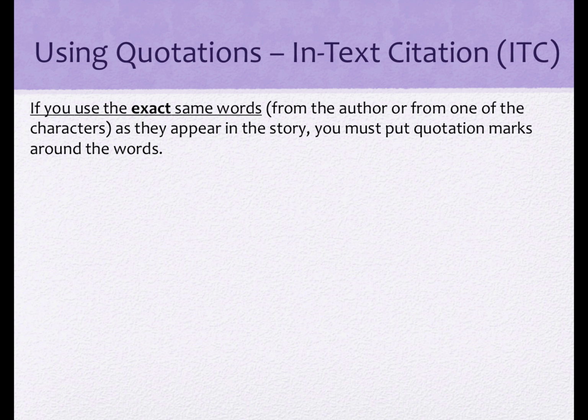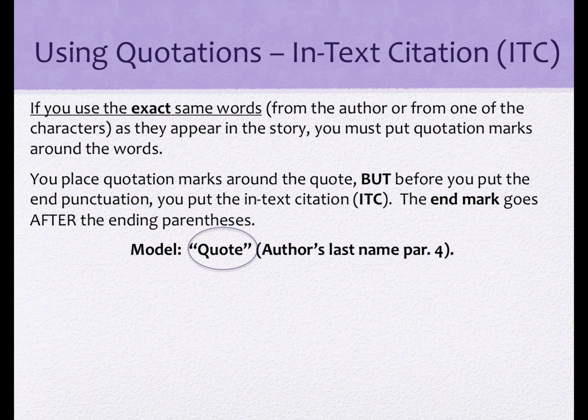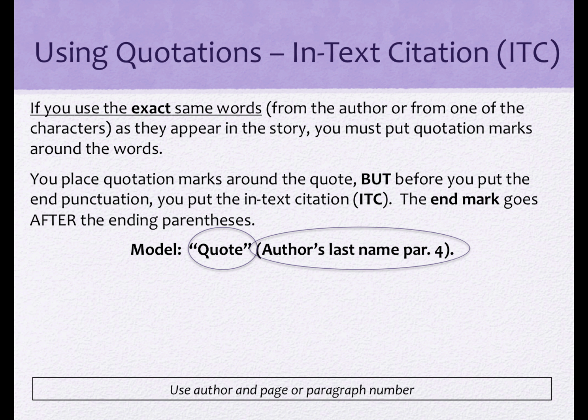If you use the exact same words from the author or from one of the characters as they appear in the story or the article, you must put quotation marks around the words. You place quotation marks around the quote, but before you put the end punctuation, you put the in-text citation. The end mark goes after the ending parentheses. Here's a model. You would put your quote in the quotation marks. Then you have the author's last name and the page or paragraph number. That's the in-text citation. Then the end mark.